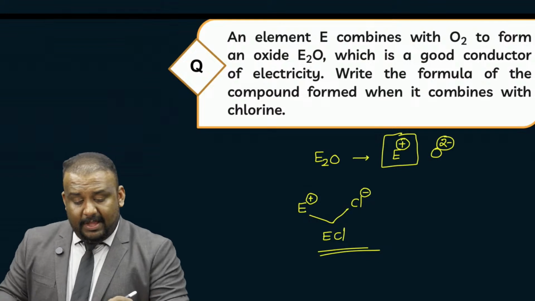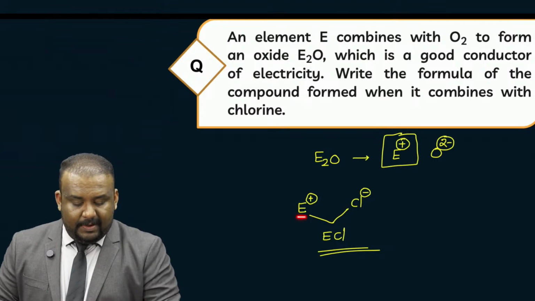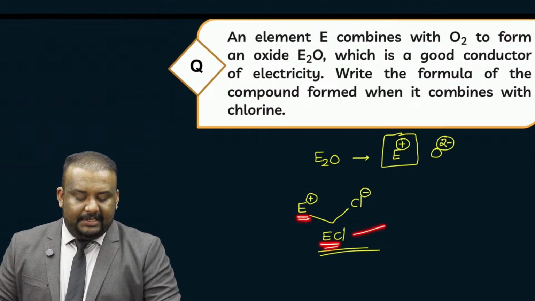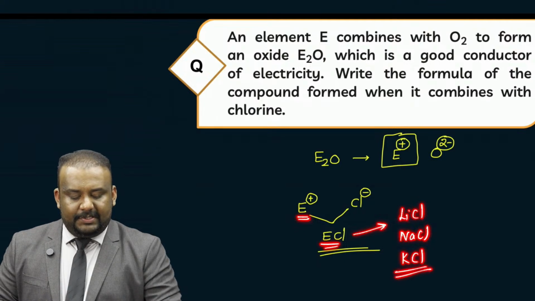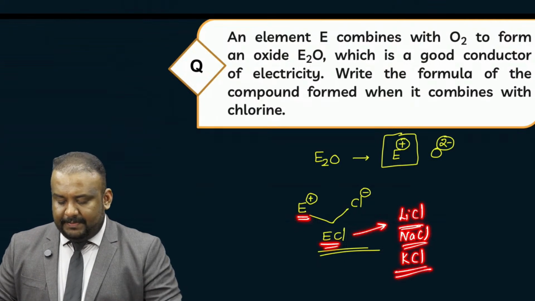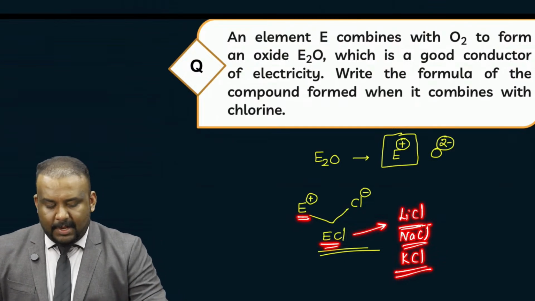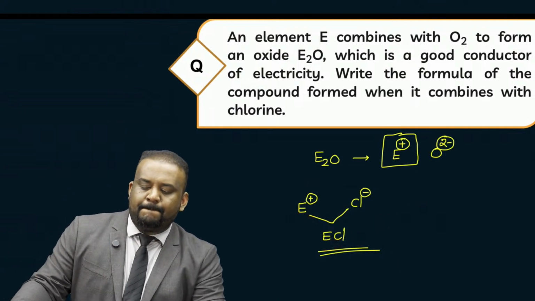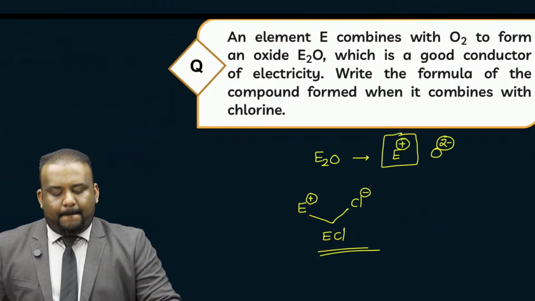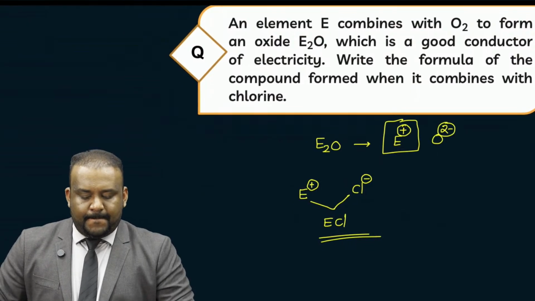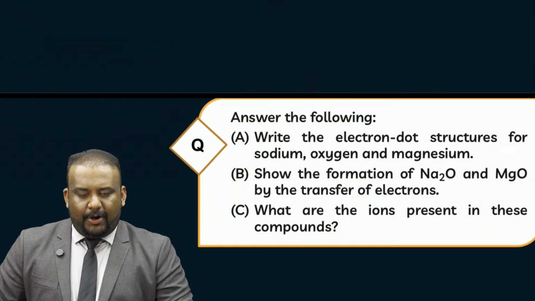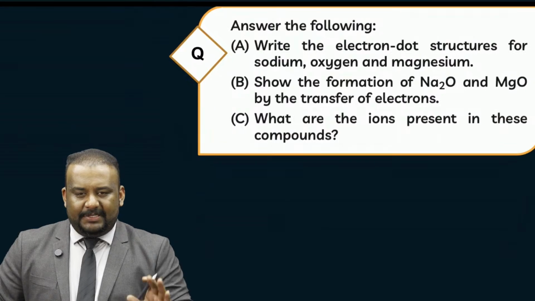See, E means there is only one of it. ECl is analogous to compounds like LiCl, NaCl, KCl, these kind of compounds. Understood? The point is that that element has a valency of +1. That's all.